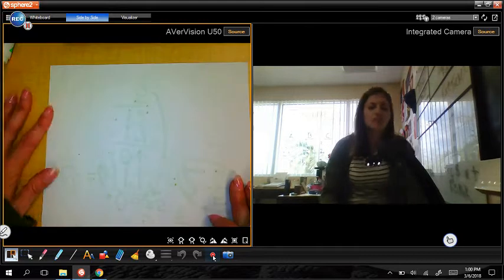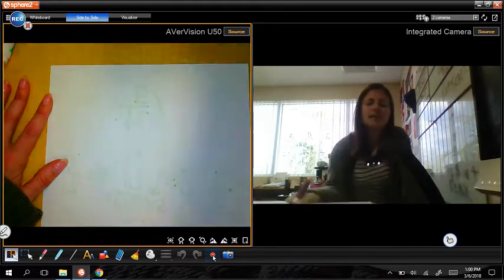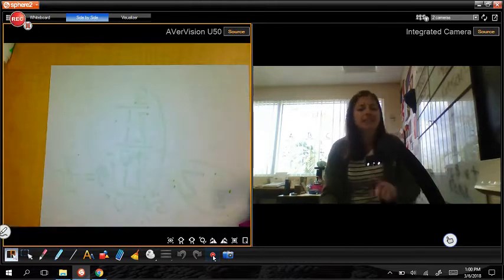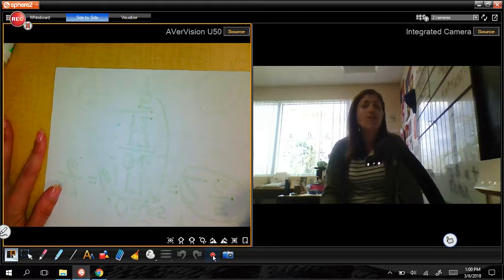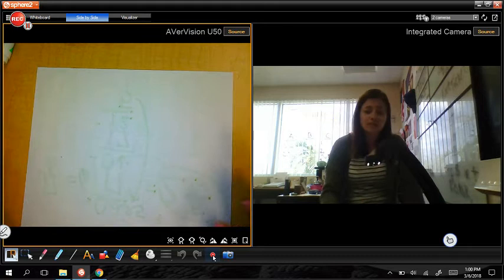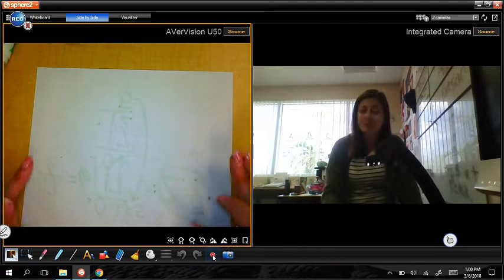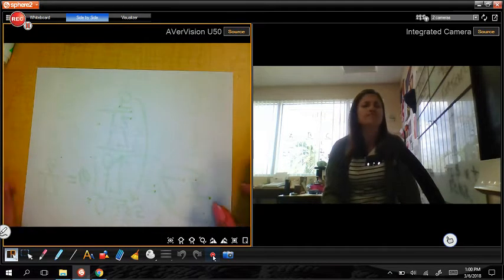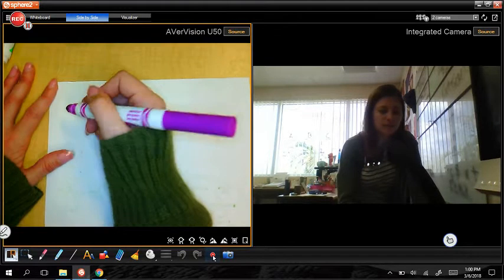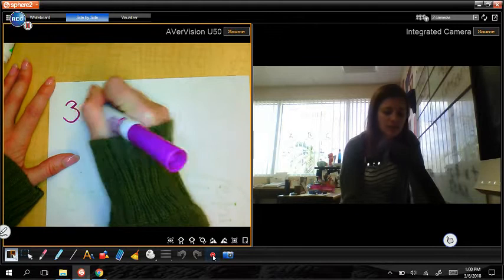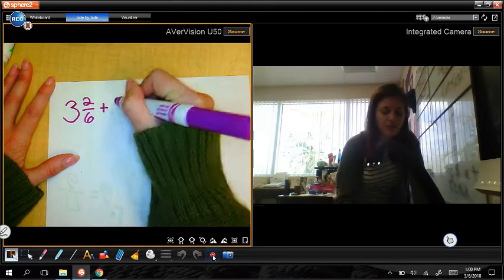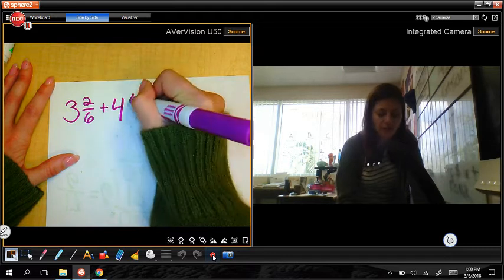For example, let's change it. Let's add our fractions, and let's add fractions where our whole numbers end up adding together and our fractions end up adding together to make more whole numbers. Let me show you what I mean. So let's say I had 3 and 2 over 6 plus 4 and 4 over 6.